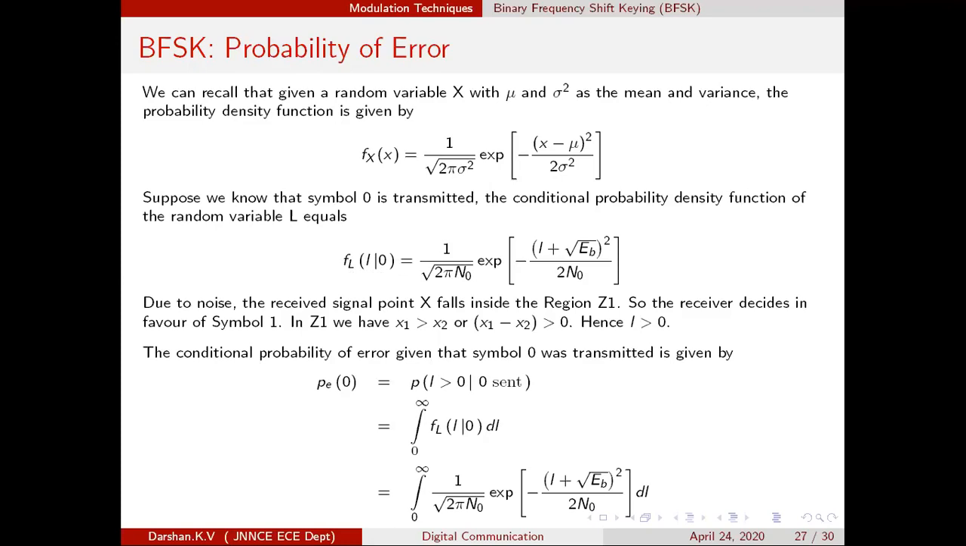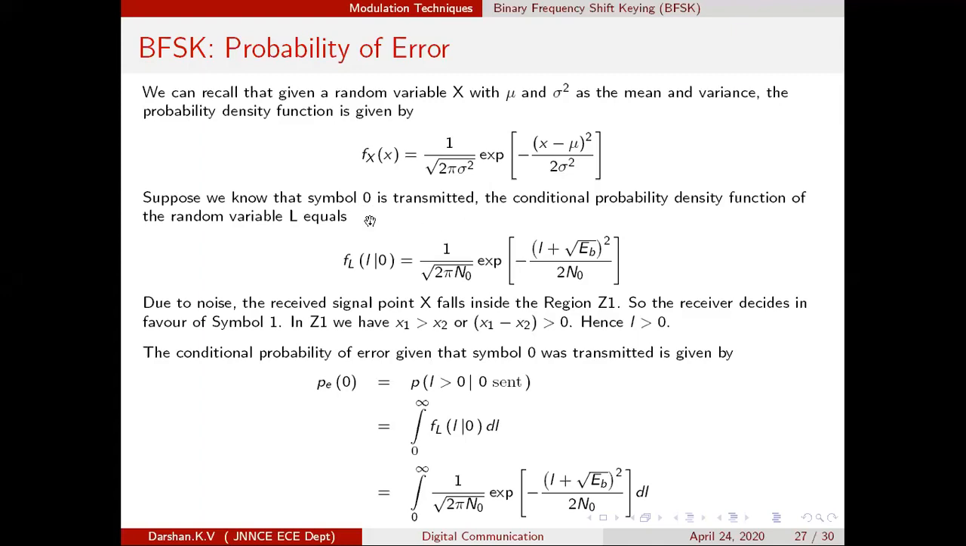When does the error occur? The error will occur when I transmit 0 and the receiver wrongly recognizes the transmitted signal as 1. Then the error will happen. So we will derive that particular case. So symbol 0 has been transmitted.